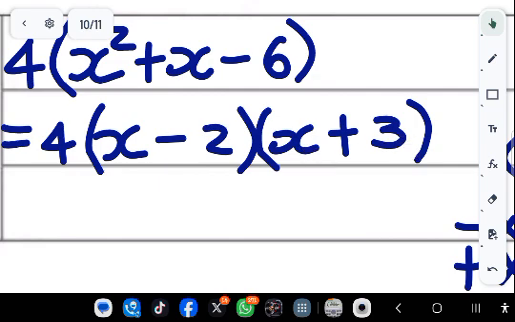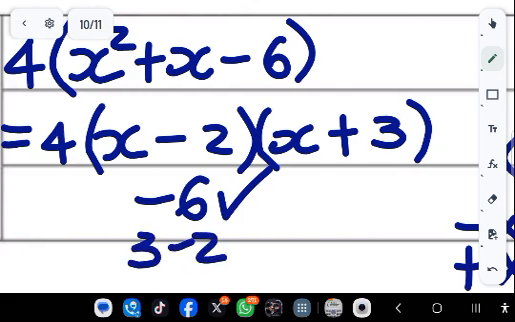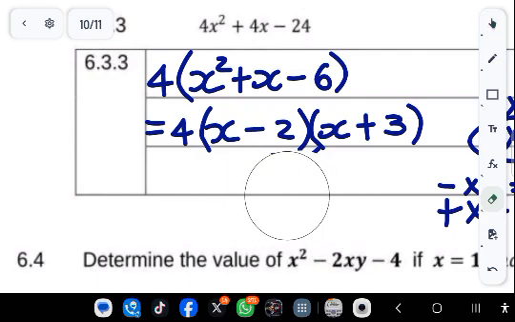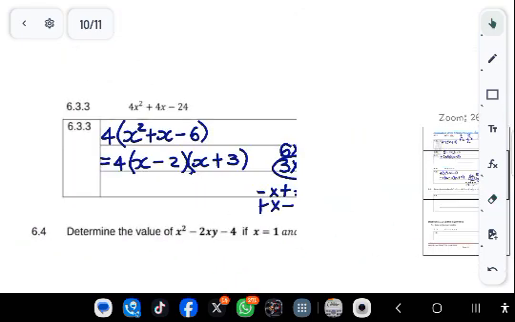When we multiply them together, they'll give you negative 6, so it checks out. And when we add them together, 3 minus 2, they will give us 1 with a positive, and that is correct, and that's how you make that decision and determination.